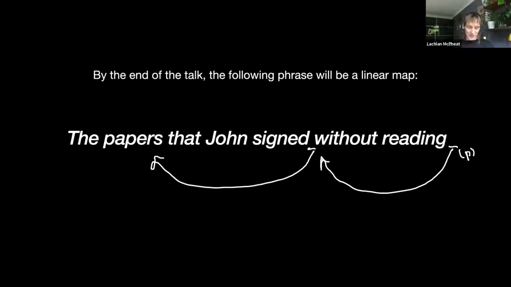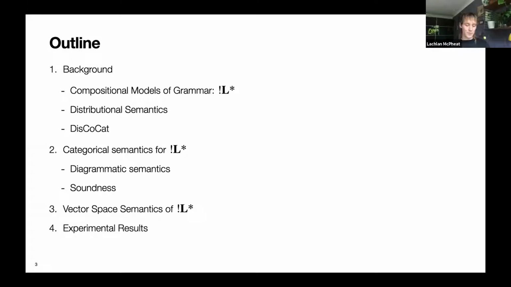And how are we going to do that? Well, this is the outline of attack. First, I'll introduce to you compositional models of grammar, where I'll define bang L star, the Lambek calculus with a relevant modality. Then I'll complementarily describe what distributional semantics are and how we use them. And then I'll introduce DiscoCat, distributional compositional categorical semantics, as a method to fuse these two models. From there, we'll start defining our categorical semantics for bang L star.